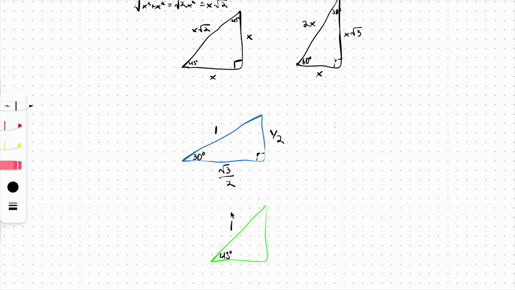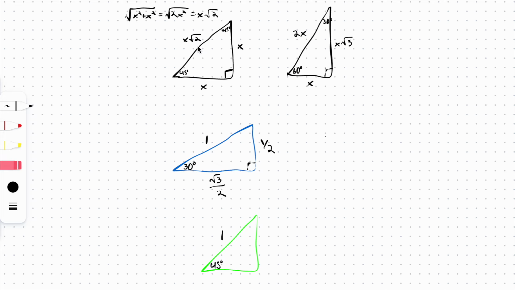Now let's think about this. Before, our hypotenuse was equal to x times √2. So the length of our legs times √2. So I'm just going to write this off to the side. If x√2 is equal to 1, x would be equal to 1 over √2, right?